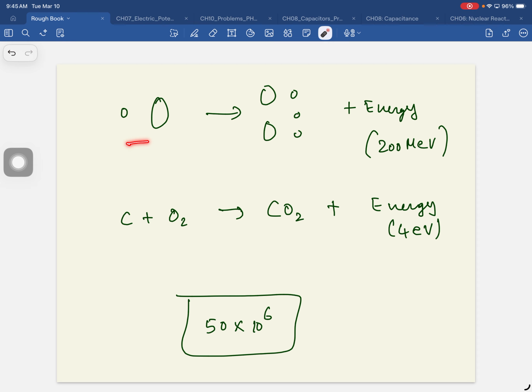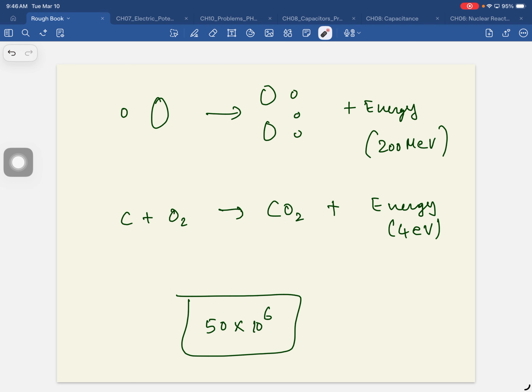When you split a uranium nucleus, you get 50 million times more energy than when you burn one atom of carbon. And this is good. You'll take that any day. What is the other benefit? No CO2. That's the big deal. So nuclear energy is great.